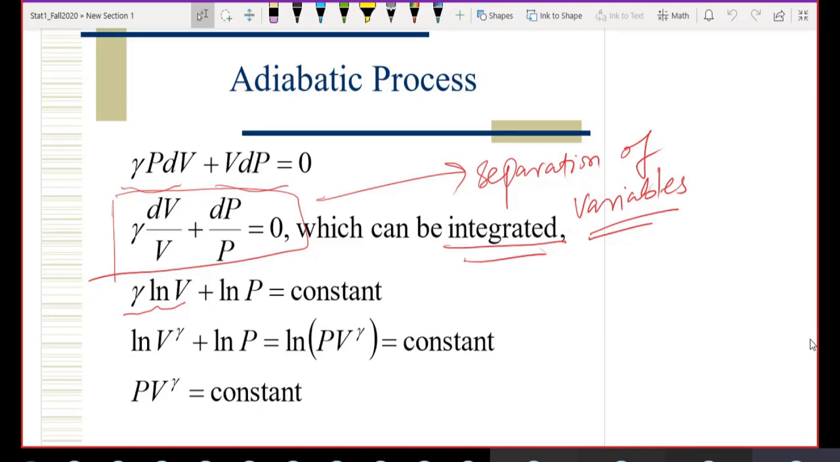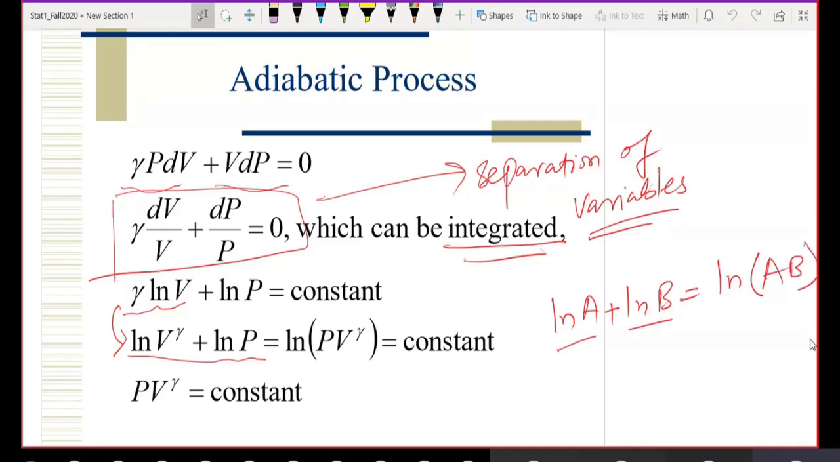ठीक हो गया. अब आपके यहाँ पे जब ये इक्वेशन आ जाएगी log ऑफ v टू द पावर गैमा प्लस log ऑफ p, तो यहाँ पे आपके पास ये डेफिनेशन यूज होगी कि log ऑफ a प्लस log ऑफ b इज इक्वल टू log ऑफ ab. दो चीज़ें log में ऐड हो रही हों तो वो मल्टीप्लाई हो जाती हैं. तो ये चीज़ आपने यहाँ पे यूज़ की, और यहाँ पे आपके पास एक नेट रिजल्ट आ चुका है pv गैमा इज अ कांस्टेंट.